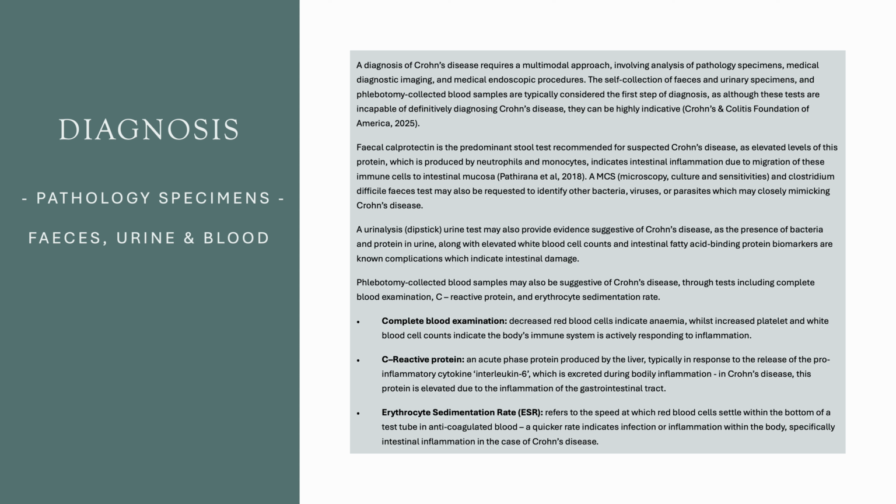C-reactive protein is an acute phase protein produced by the liver, typically in response to the release of pro-inflammatory cytokine interleukin 6, which is excreted during bodily inflammation. In Crohn's disease, this protein is elevated due to inflammation of the gastrointestinal tract. And ESR refers to the speed at which red blood cells settle within the bottom of a test tube in an anticoagulated blood. A quicker rate indicates infection or inflammation within the body, specifically intestinal inflammation in the case of Crohn's disease.